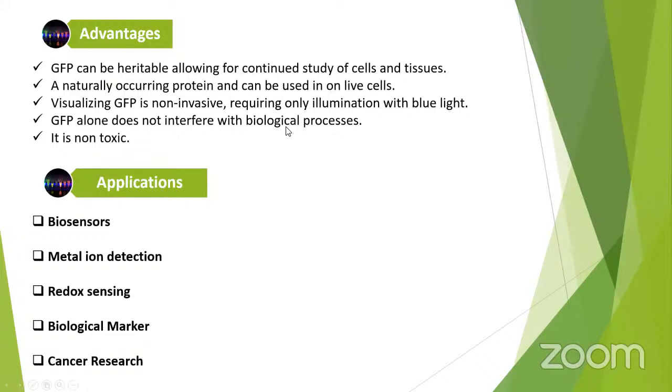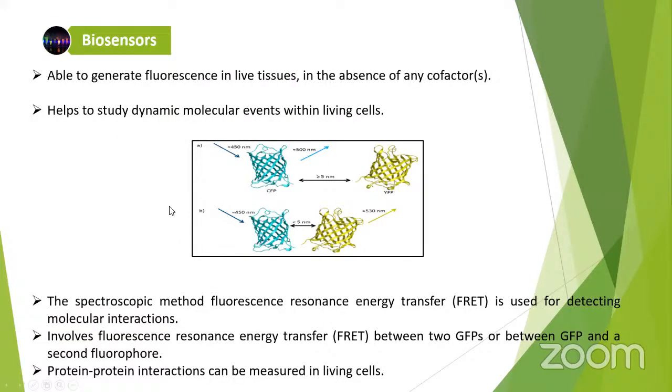There are many applications of green fluorescent protein, like biosensors for metal ion detection, redox sensing in biological systems, biological markers, and cancer research. Biosensors: green fluorescent protein is able to generate fluorescence in live tissues in the absence of any cofactors, and that helps to study dynamic molecular events within living cells.